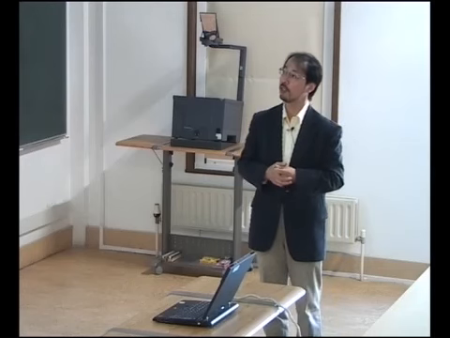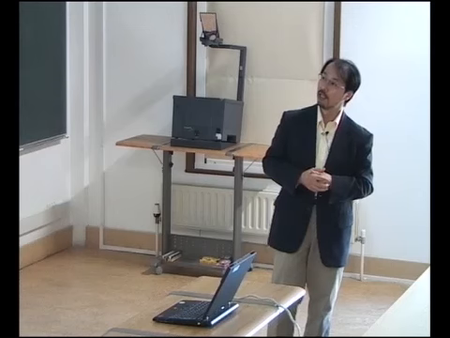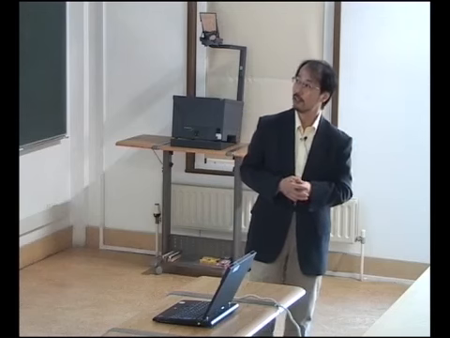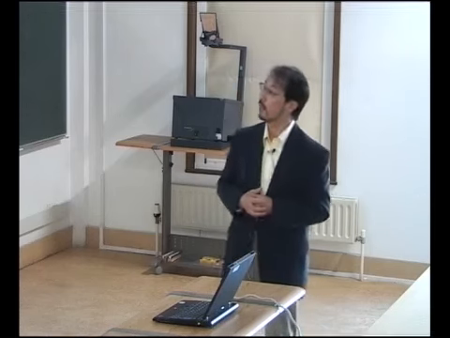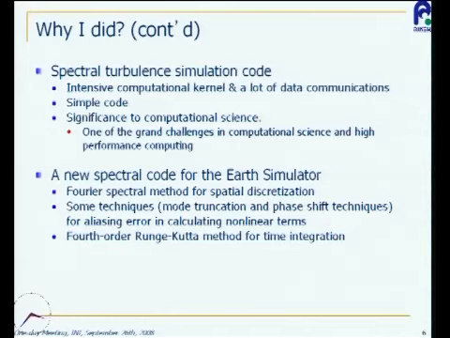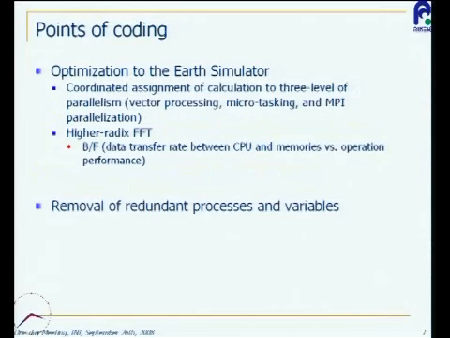For the spatial discretization, we use the Fourier spectral method, and in the method, mode truncation and phase shift techniques are used for the aliasing error in calculating nonlinear terms. And also to keep the precision of the calculation, the fourth order Runge-Kutta method for time integration is used.